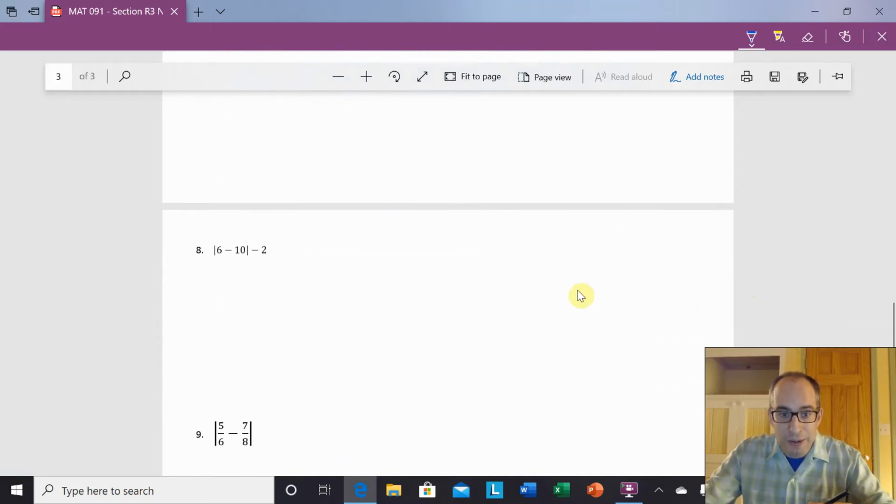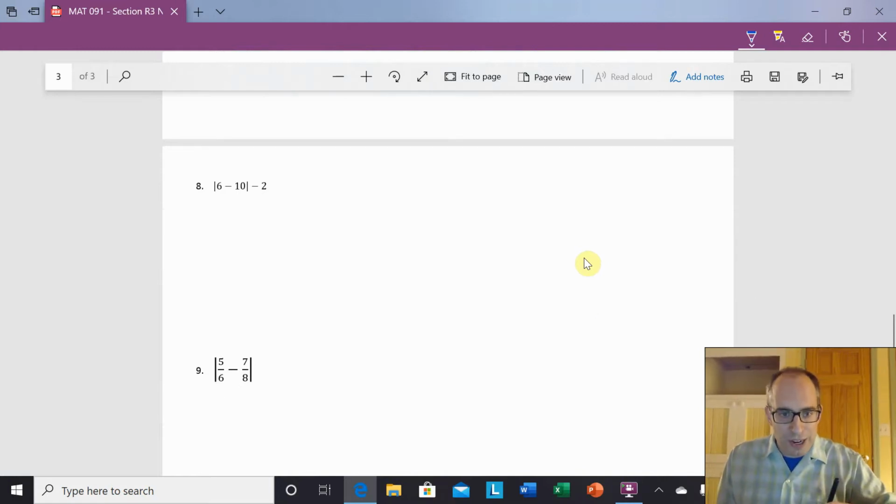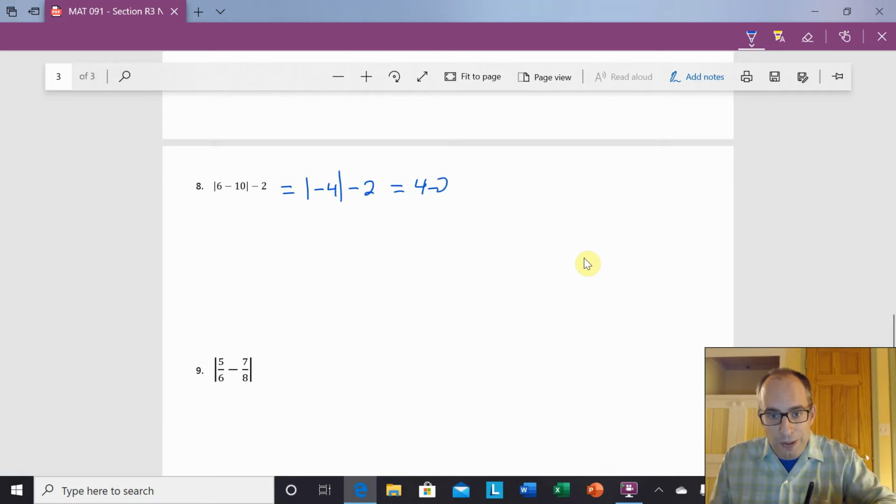And then let's see, we got some absolute values. One without a fraction, then one with a fraction. Okay, so without a fraction, here you would have to simplify what's inside the vertical lines of the absolute value first. So the 6 minus 10, which would be negative 4. So we can say, okay, well then this is the absolute value of negative 4, and then minus 2. But the absolute value of negative 4 is 4, so then this is 4 minus 2, which means that it's 2.